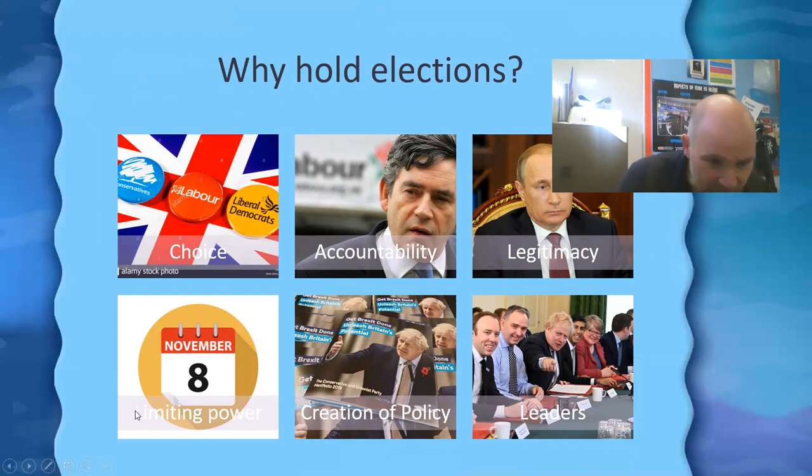The first one, apparently this is in white, it didn't come out well, it's limiting power. I've got a calendar here. Politicians always know that their time in office is limited. Even Boris Johnson right now, the next election is like 3 years away, but he knows it's coming. And so he knows that he will be accountable to the electorate in 3 years' time, and he has to prepare for that. He has to make sure that what he does is important.